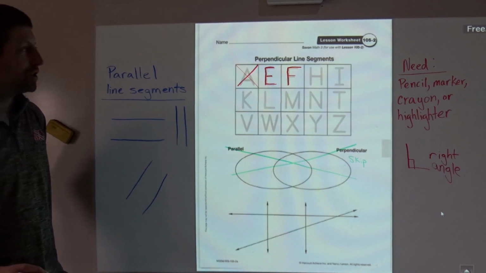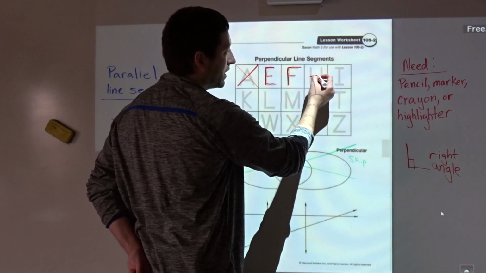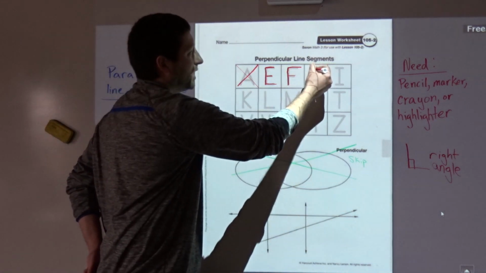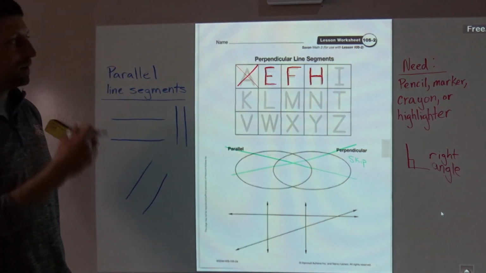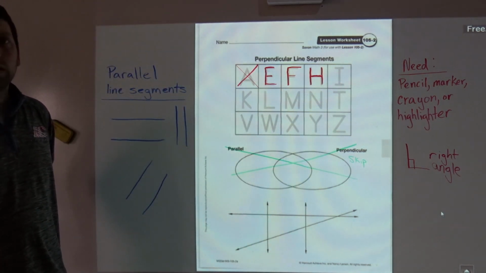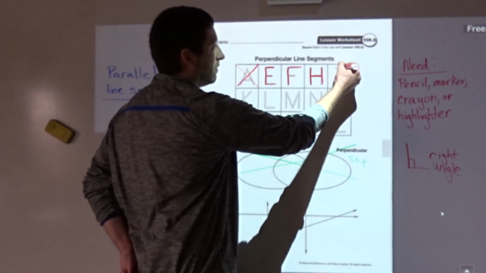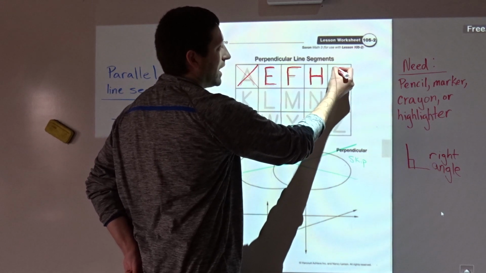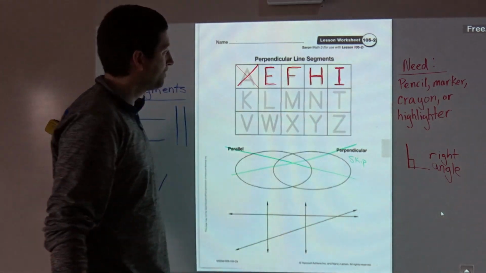I'm going to go on to H next. Here, the horizontal line segment is perpendicular to the left side and the right side. Next, I'll look at I. The vertical line segment is perpendicular to the top and also the bottom.